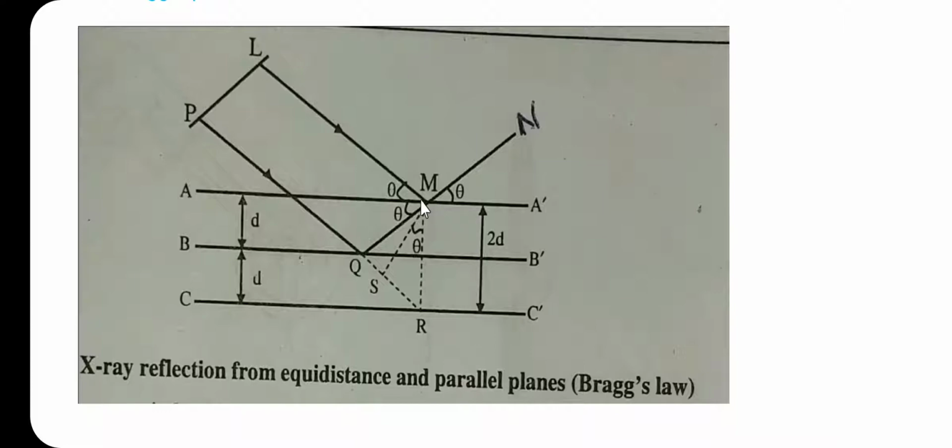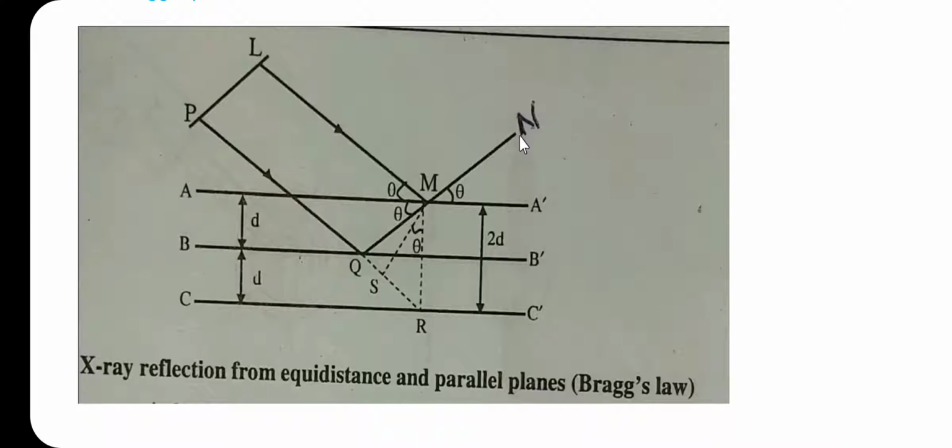Now the first ray travels the distance LM plus MN. This is the distance traveled by the first ray. Then the second ray travels the distance PQ plus QM plus MN. In this way both the rays reach the point N.